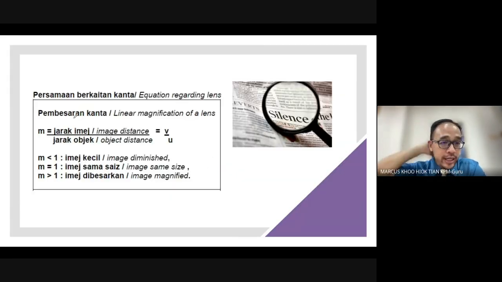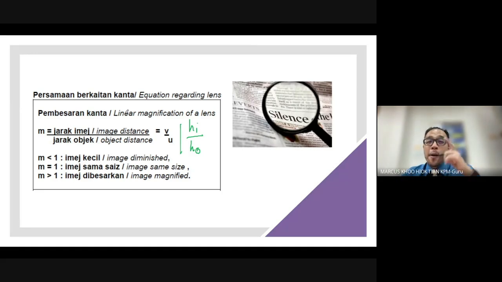Okay, the last thing you need to know is the linear magnification of the lens. The formula is very simple, V over U, the image distance over the object distance. There's another way to calculate that, which is the image height over the object height. HI over HO. HI is height of the image and HO is height of the object.